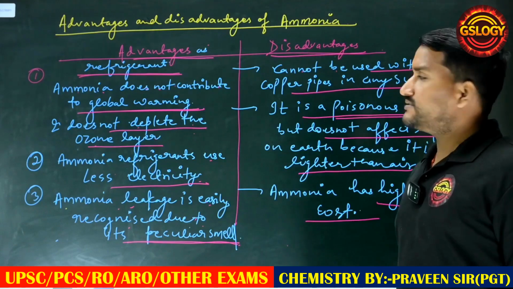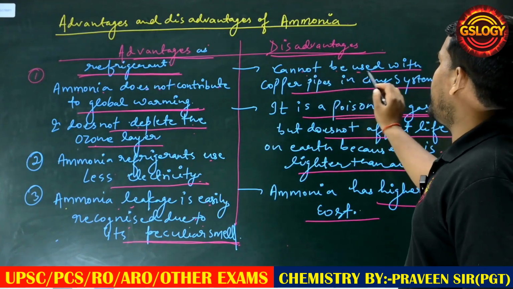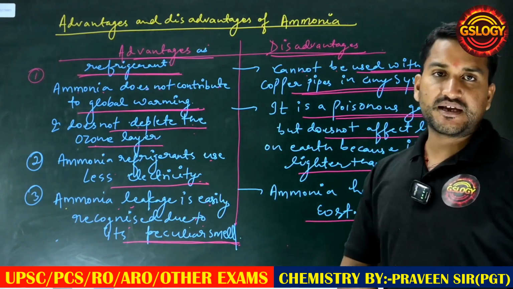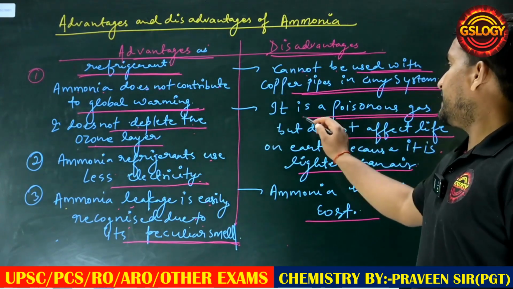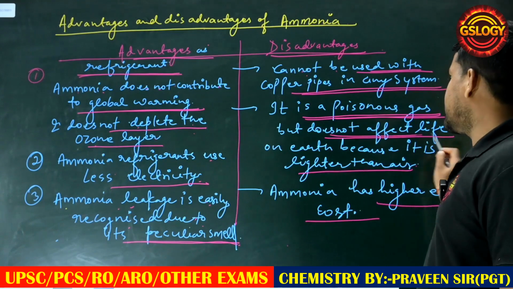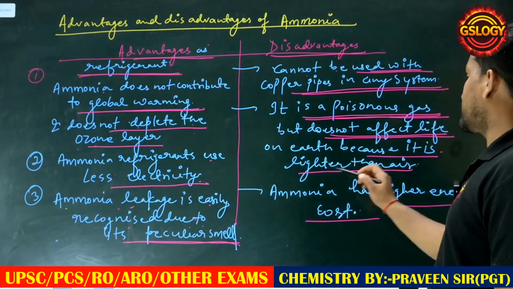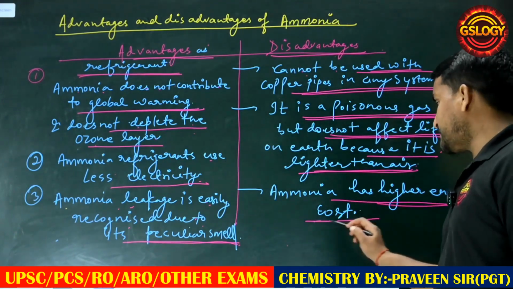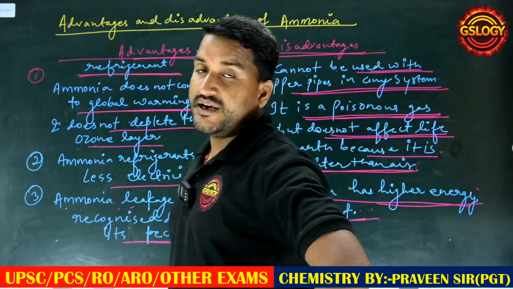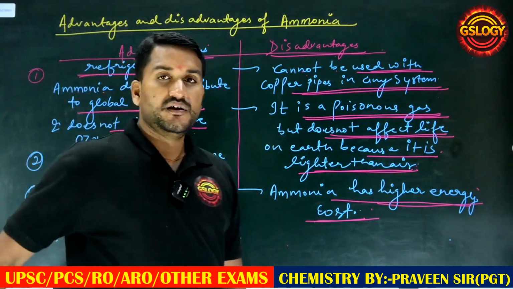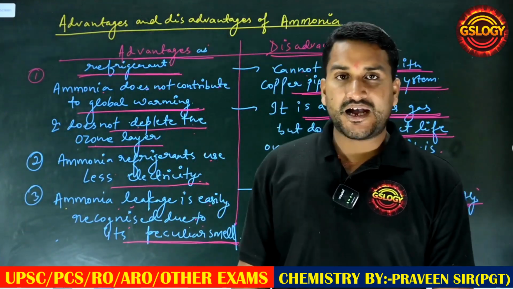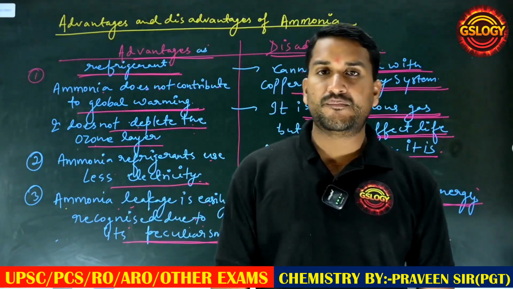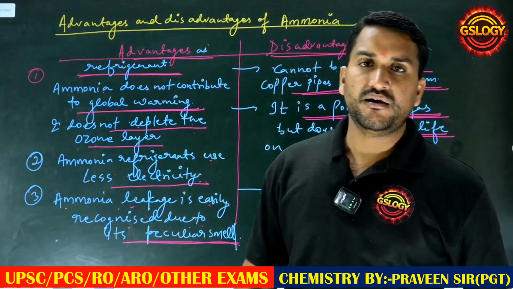Now the disadvantages. Ammonia gas cannot be used with copper pipe in any system. You cannot use ammonia gas in a copper pipe system. It is a poisonous gas, but does not affect life on earth because it is lighter than air. And ammonia has a higher energy cost. Clear? So it is all about the disadvantages of ammonia.